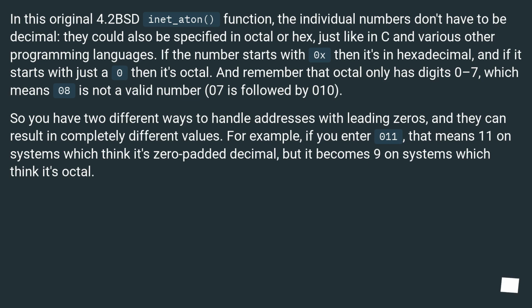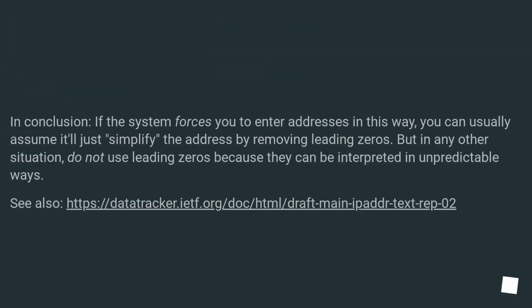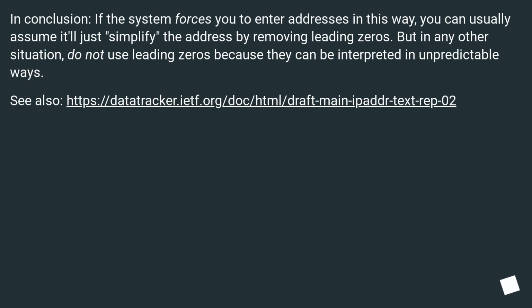07 is followed by 010. So you have two different ways to handle addresses with leading zeros, and they can result in completely different values. For example, if you enter 011, that means 11 on systems which think it's zero-padded decimal, but it becomes 9 on systems which think it's octal. In conclusion, if the system forces you to enter addresses in this way, you can usually assume it'll just simplify the address by removing leading zeros. But in any other situation, do not use leading zeros because they can be interpreted in unpredictable ways. See also this URL.